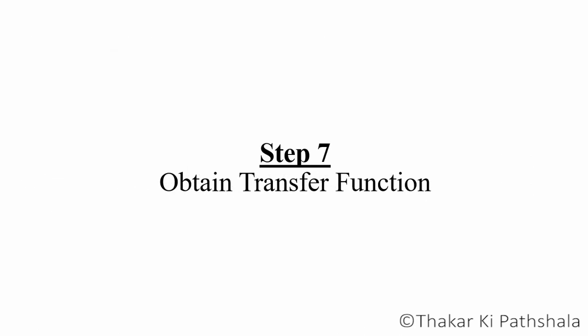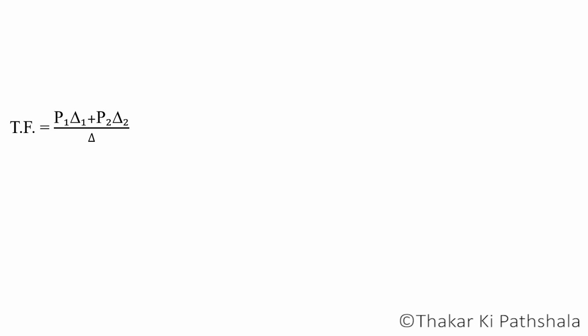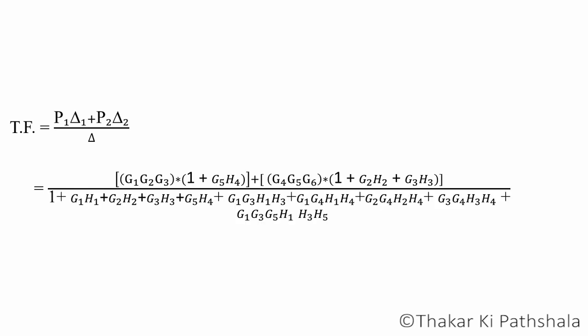Last step is to obtain the transfer function. So the transfer function is equal to P1 delta 1 plus P2 delta 2, divided by delta. We have derived all the values earlier. So just by putting those values, we can find our transfer function. I hope that you have cleared all your doubts about this topic.